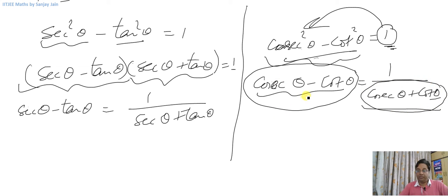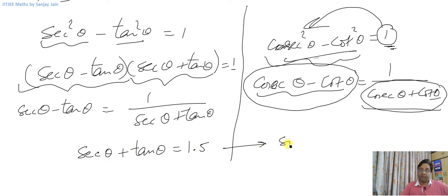For example, if I give you, let me select a question first of all. If I give you secant theta plus tan theta is equal to 1.5, let us say, and I want you to find sin theta, tan theta and secant theta, let us say. This is what you need to find, and I have given you secant theta plus tan theta equal to 1.5.